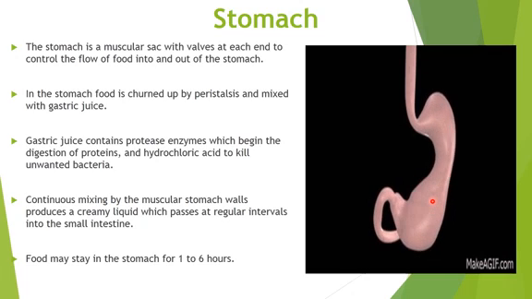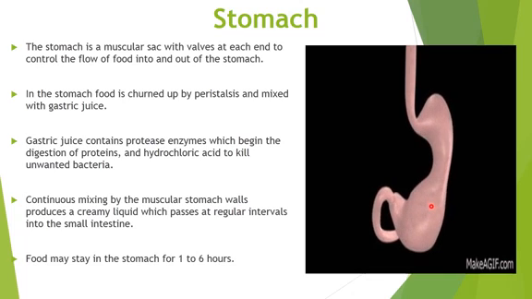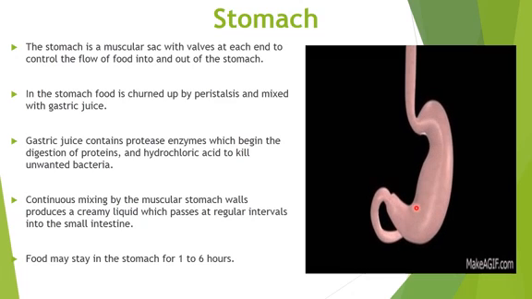This is how the food is broken down by peristalsis: food is pushed from one end of the stomach to the other end, and then from the other end back to the previous end. Continuously happening to the food, it is broken down, and also with the help of the gastric juices, which play a vital role in breaking down the food. Further it says that the gastric juices contain protease enzymes which begin the digestion of the proteins, and hydrochloric acid to kill the unwanted bacteria.